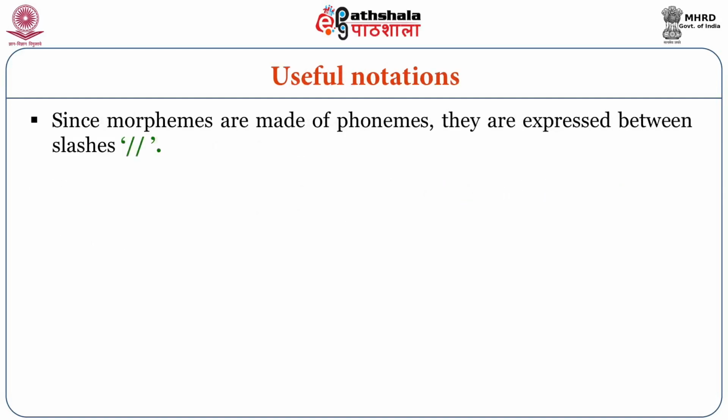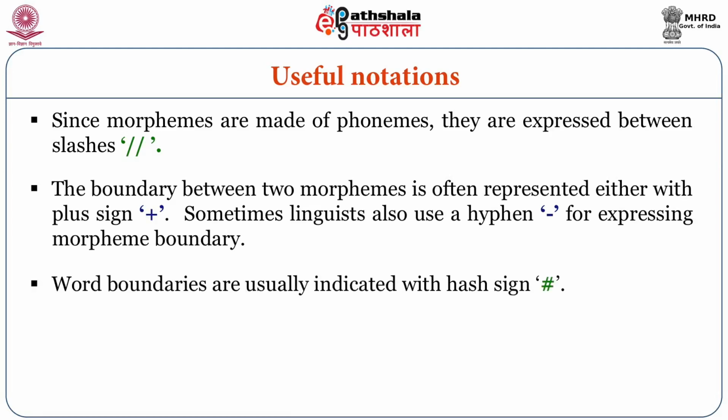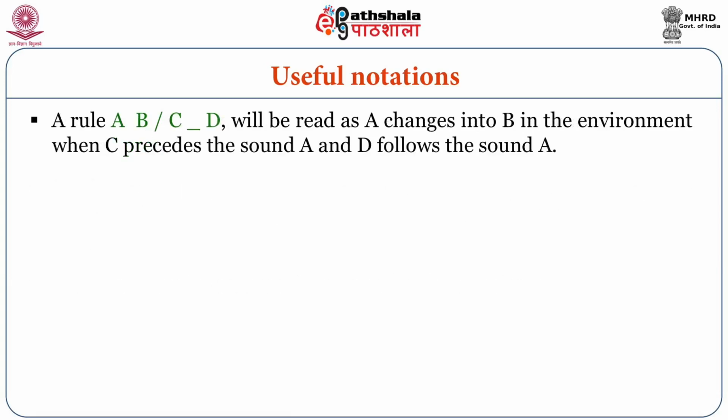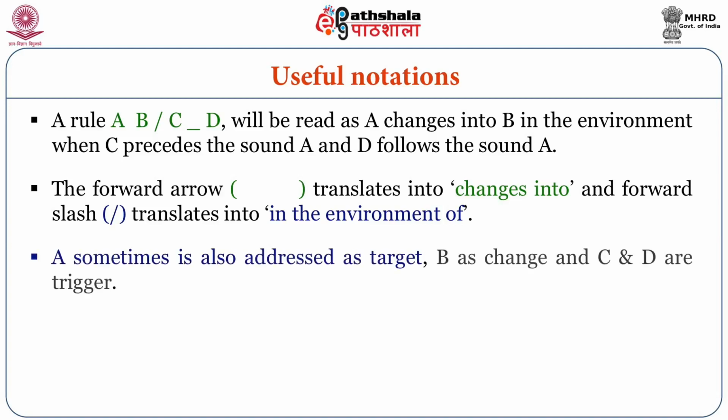Now the usual notations: since morphemes are made of phonemes, they are expressed between slashes. The boundary between two morphemes is often represented with a plus sign. Sometimes linguists also use a hyphen for expressing morpheme boundary. Word boundaries are usually indicated with a hash sign. A rule, A leading to B, in C to D, will be read as A changes into B in the environment when C precedes the sound A and D follows the sound A. The forward arrow translates into changes into and the forward slash translates into in the environment of. A is sometimes also addressed as the target, B as the change and C and D are triggers.